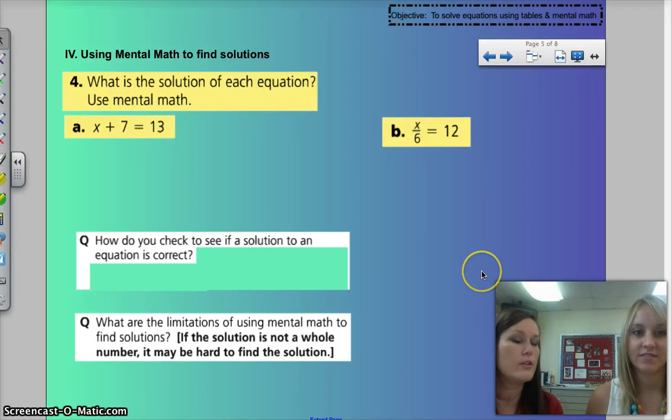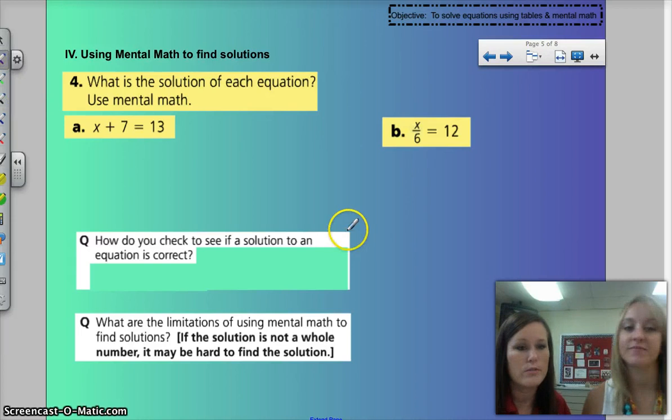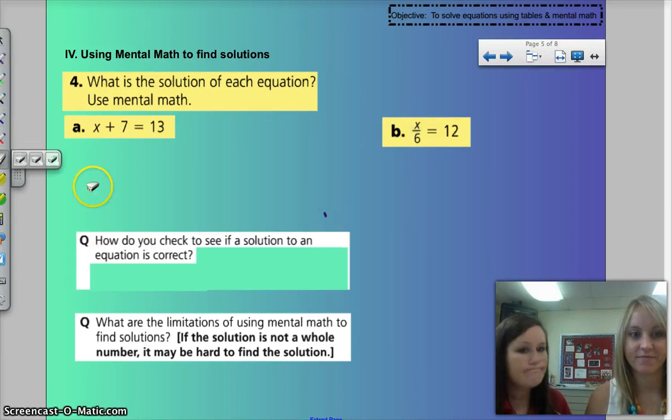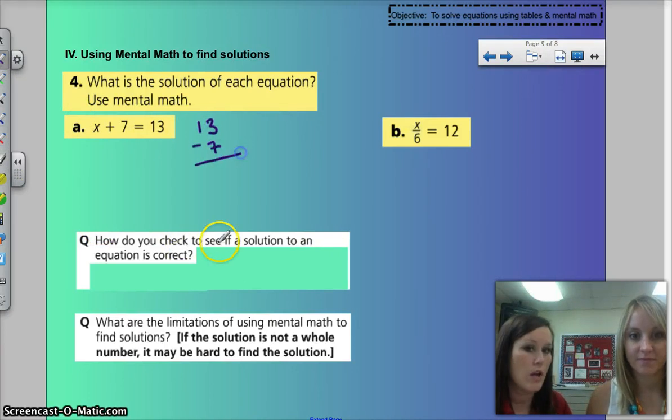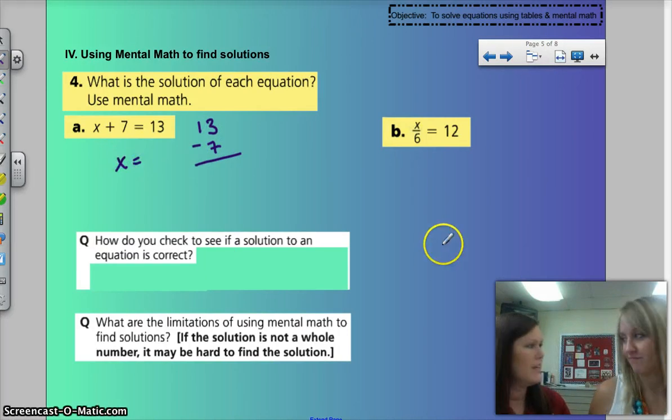All right, using mental math to find solutions. So ultimately you're just thinking your way through it. What is the solution of each equation? Use mental math. In number A, x plus 7 equals 13. If I work backwards, I can do 13 minus 7, which we're not using mental math before writing it down. I know, but that's okay. You don't need to worry about it, just show your work.